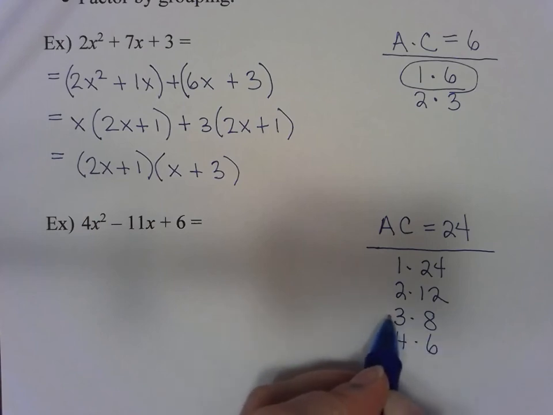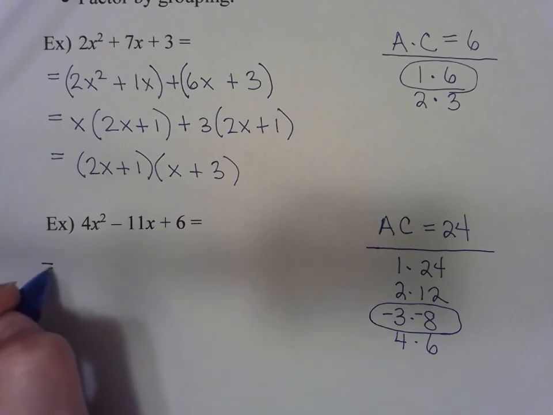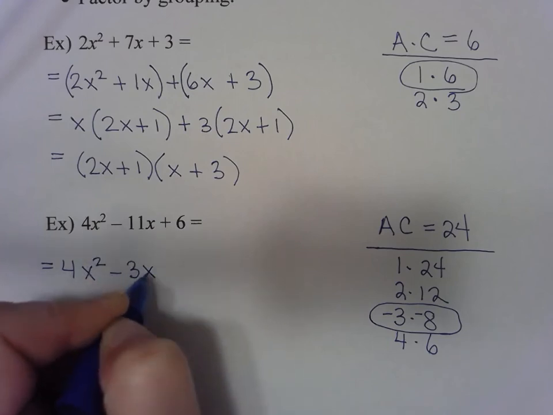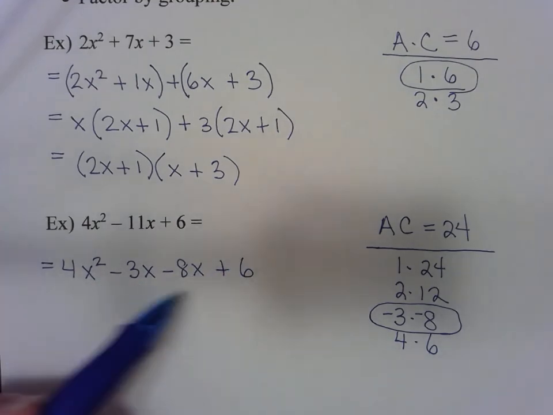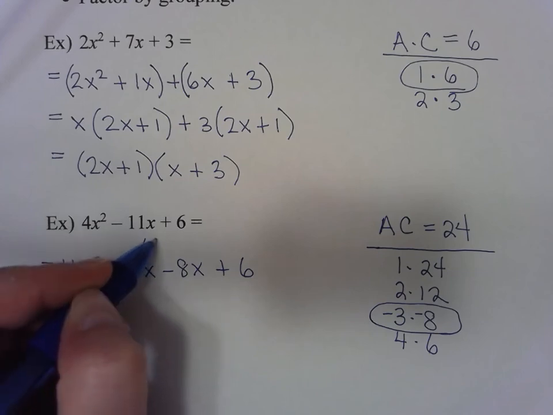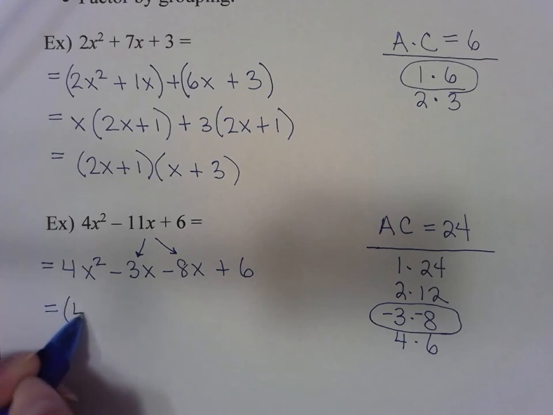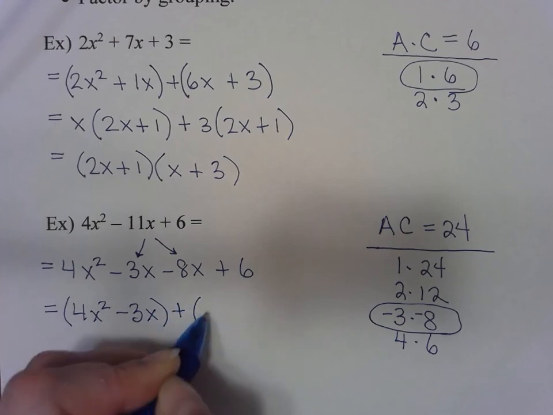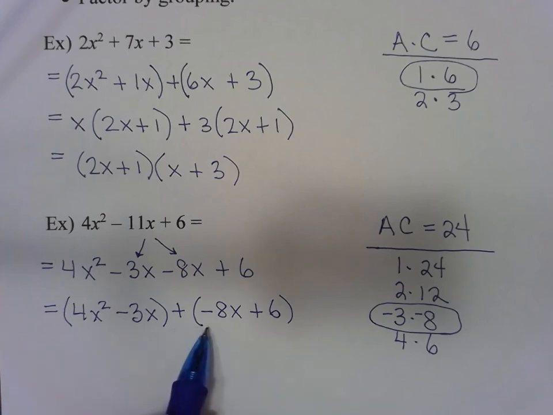It's definitely 3 and 8, but I'd need to make them both negative in order for that to work, which I can do. So then I'm going to rewrite this as 4x squared minus 3x minus 8x plus 6. Notice I haven't changed the polynomial, I'm just rewriting it in a different way. Now I'm going to pair them up. Notice I shuffled the negative into that second pair.